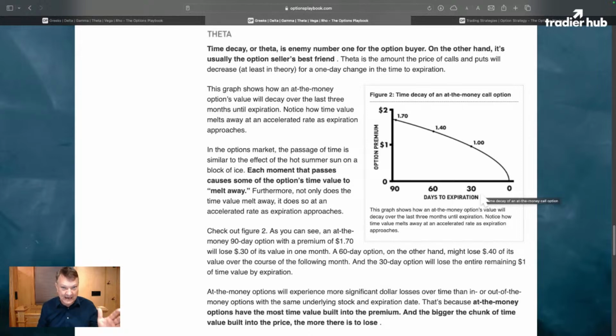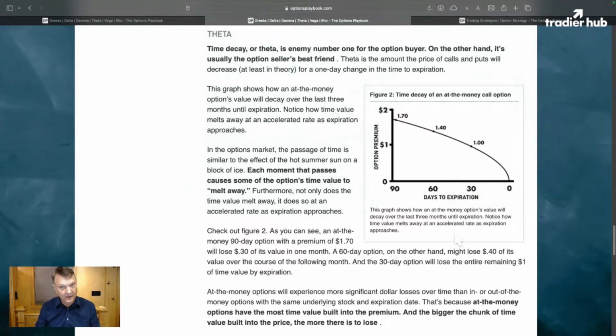So we started at $1.70. We had a slower rate of decay. When a 60-day became a 30-day, then we had a little bit more decay in that time period. And then in that last stint from a 30-day down to a 0-day option contract, we lost that entire time value of that at the money option contract.